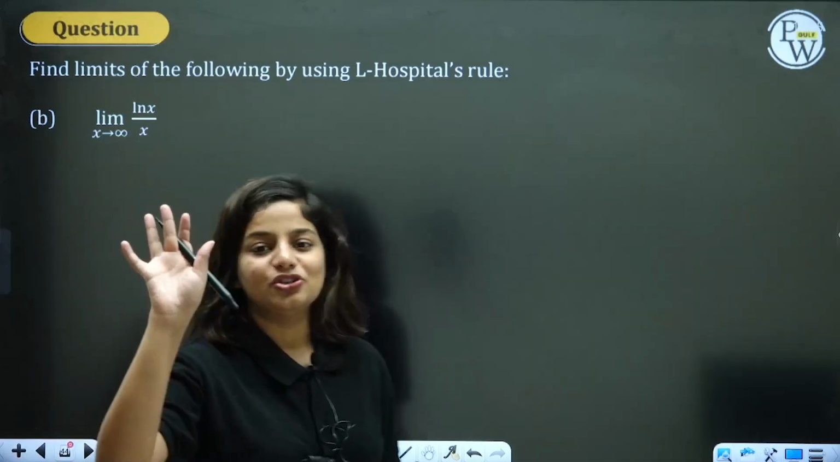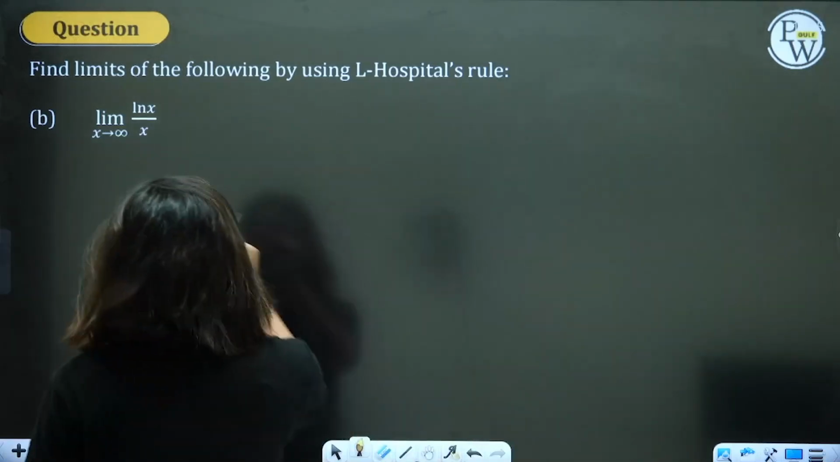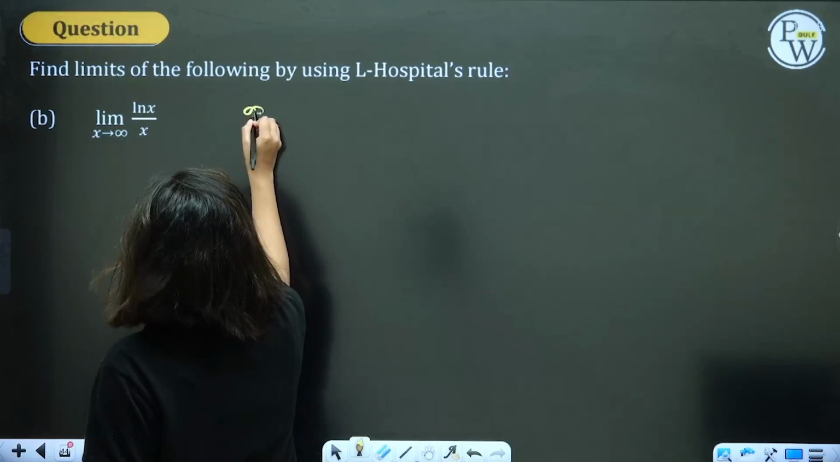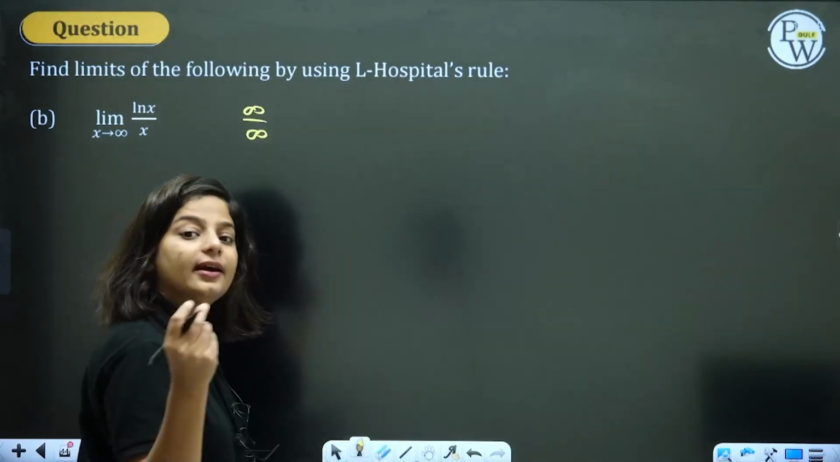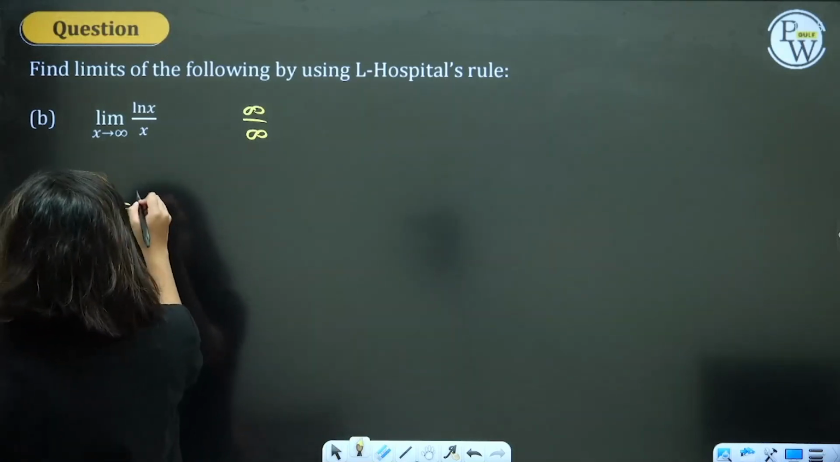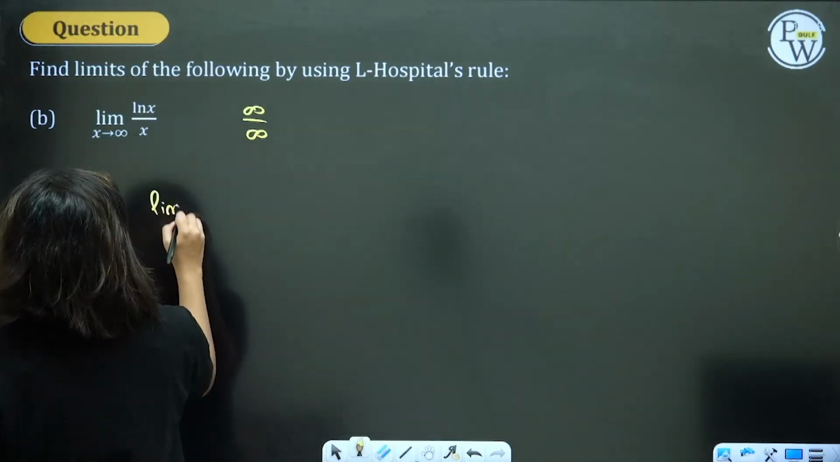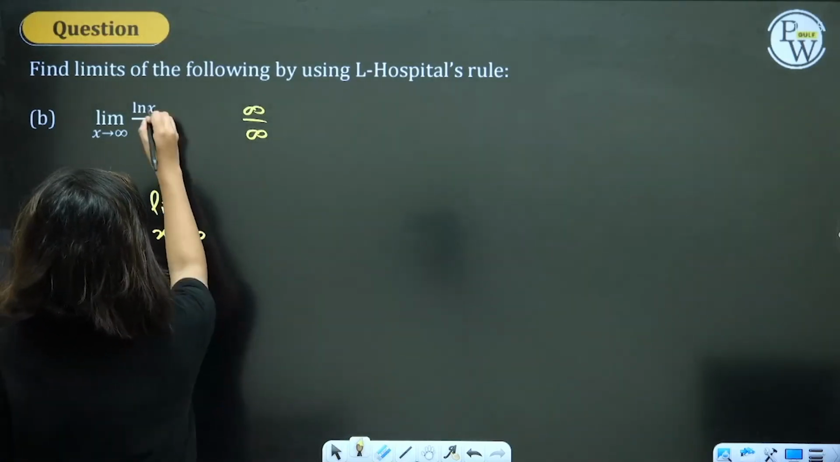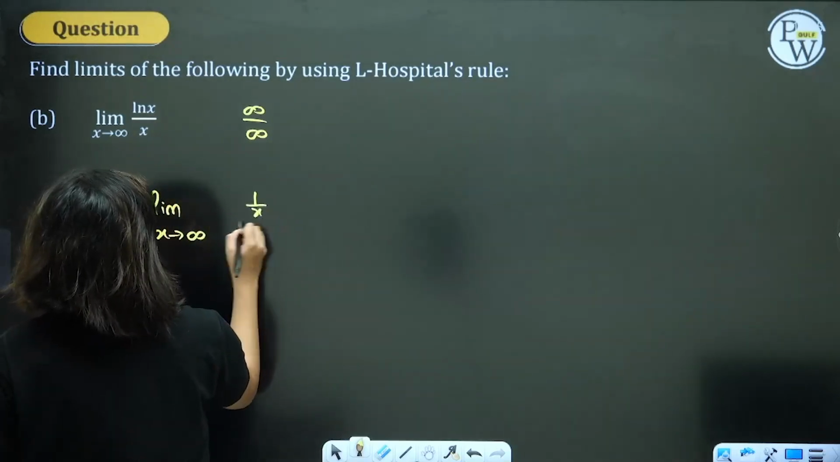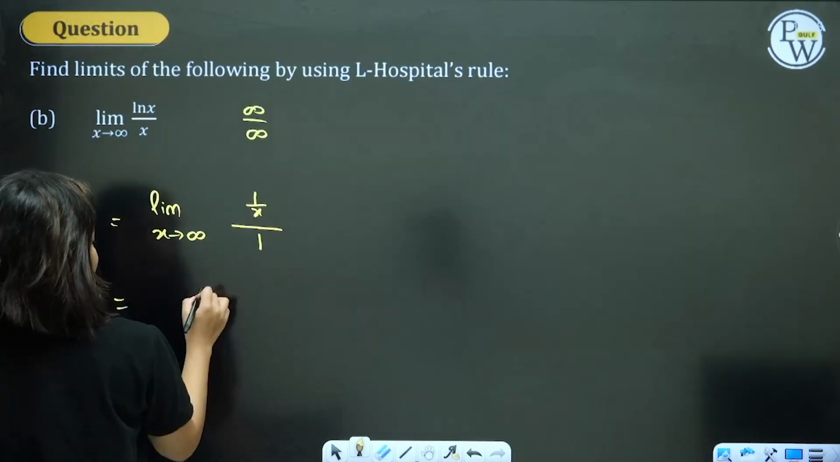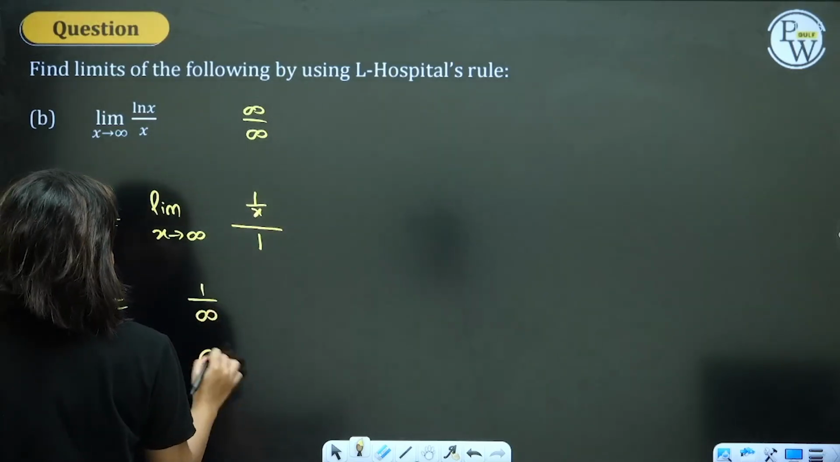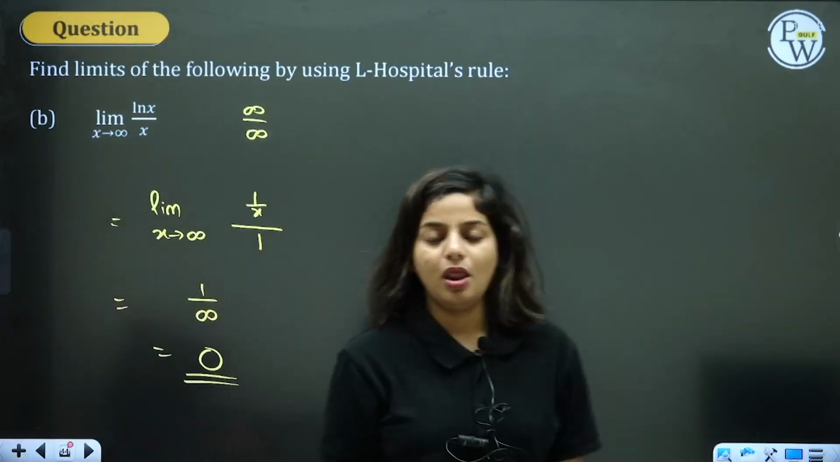Next, limit of ln x upon x, x tending to infinity. Don't go for limits to infinity. Substitute. What is log of infinity? It is infinity by infinity. L'Hopital. What is derivative of numerator? Log x derivative 1 by x. What is derivative of denominator? 1. Put the limit, x tending to infinity. 1 by infinity. The answer is 0. L'Hopital.